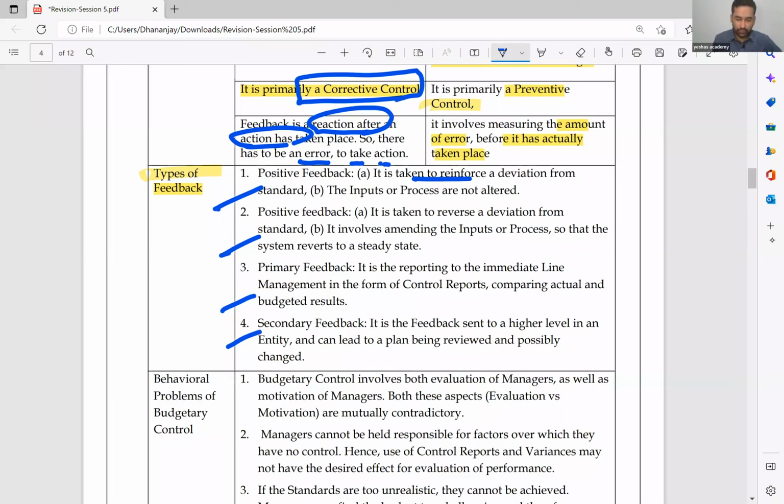Second one is negative feedback. It is taken to reverse a deviation from the standard. It involves amending the input or process so that the system reverts to a steady state.